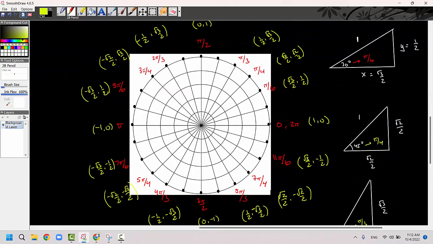We will be working almost exclusively in radians throughout trigonometry. So hopefully this makes sense to you.